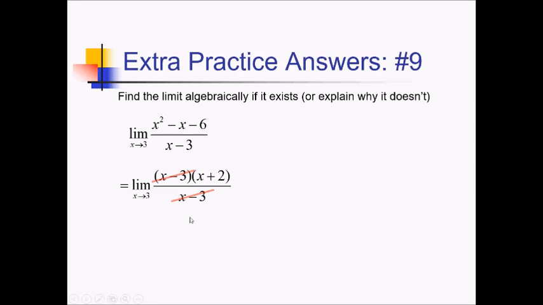But now that I've canceled that out and I've just got x plus 2, at this point, to take the limit, I can just plug 3 in for x. So that gives me 3 plus 2, which comes out to 5.